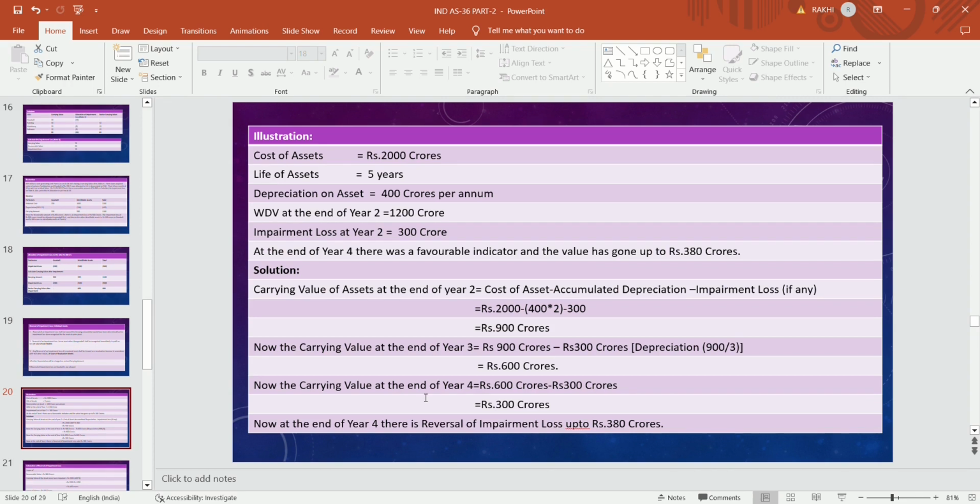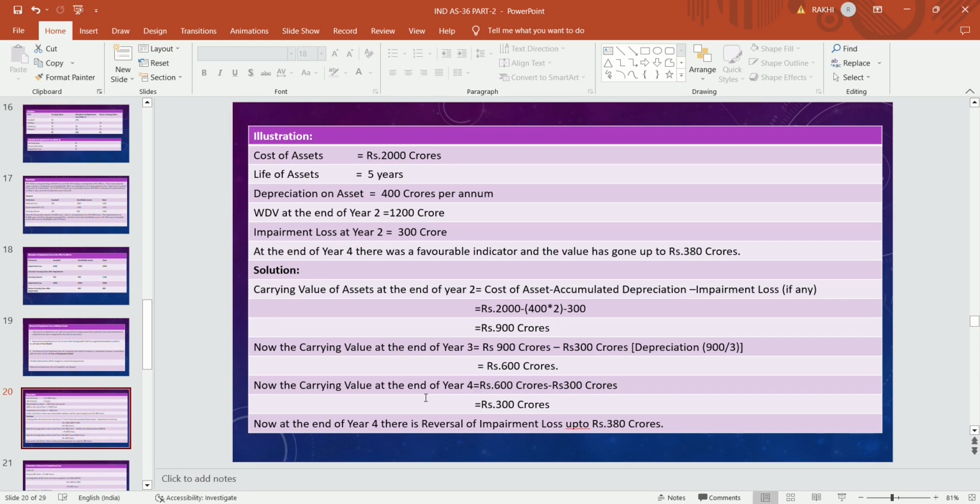And value has gone up to 380 crores. There is a reversal of impairment. Firstly, there is an impairment. Then after 4 years, there is a reversal of impairment because the value of the asset has gone up to 380 crores. So how will we make the solution?